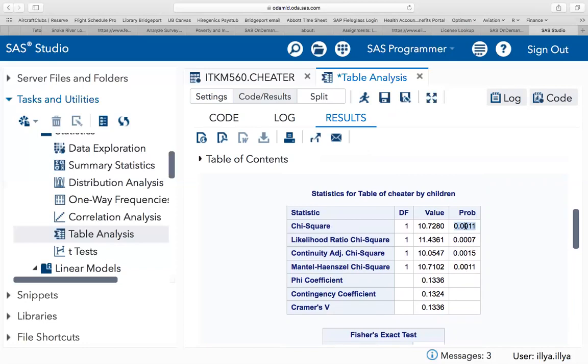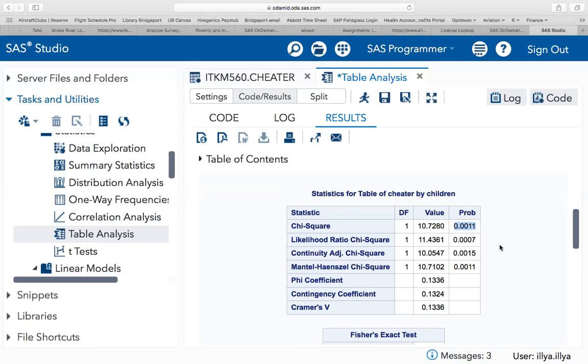There's a dependency. At the 0.05 level, there's a dependency between cheating and having children. What came first, the children or the cheating? In this data, children come first. Now we've established a temporal difference, okay? Now we can actually say that maybe children can cause cheating.